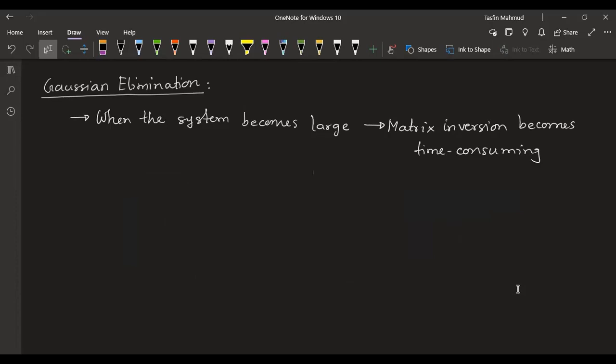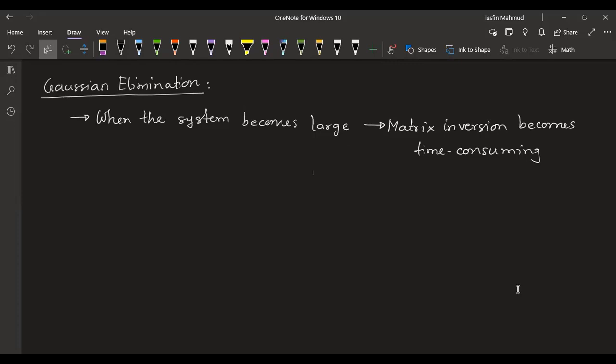So when we have a large system, it means we have a greater number of unknowns. Gaussian elimination will help us to find the solution in less time. It is more efficient for solving a system using any software.